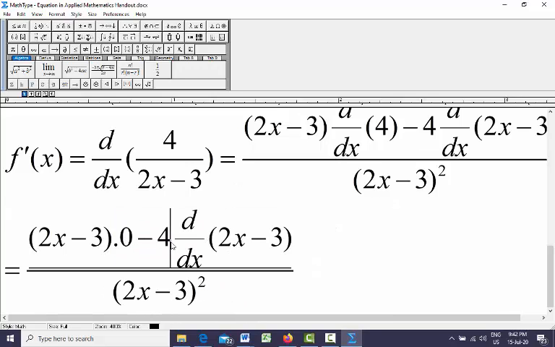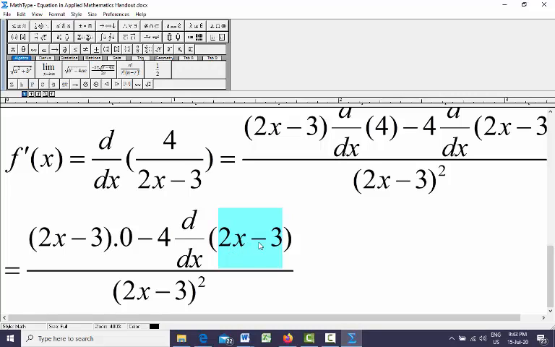Now here you have 4. We have 4 after the minus. This 4 is behind this d by dx. So you don't need to do differentiation of this one, because it is behind d by dx. You don't have to worry about it. What do you have to do? You have to do differentiation of this one.